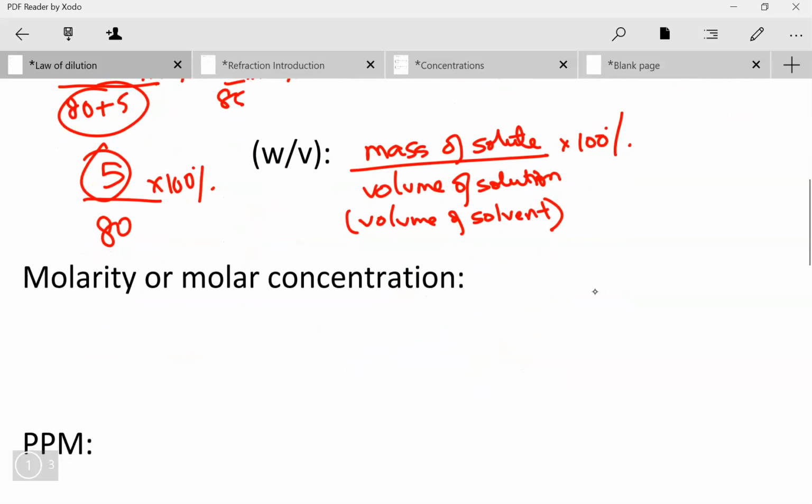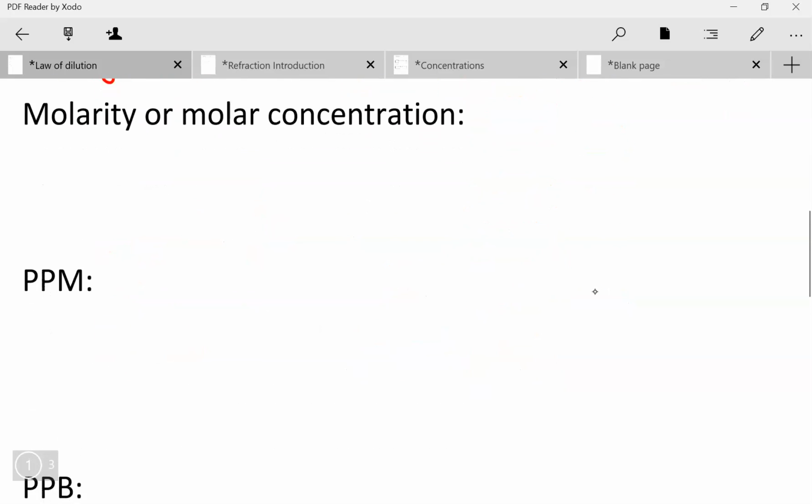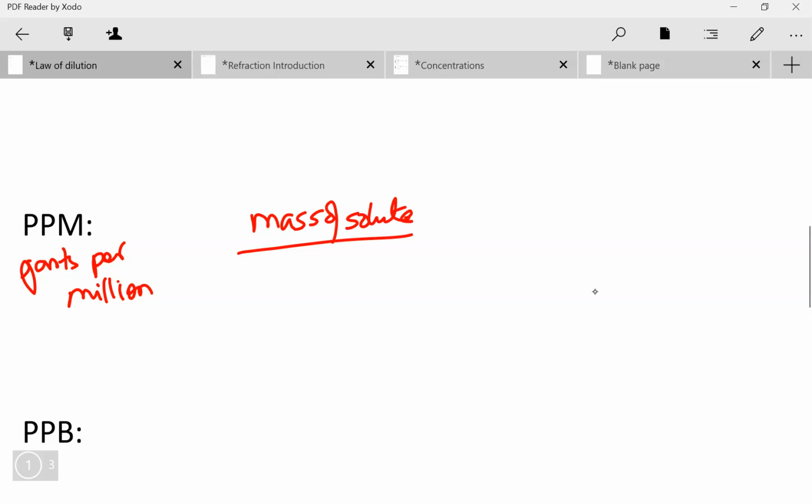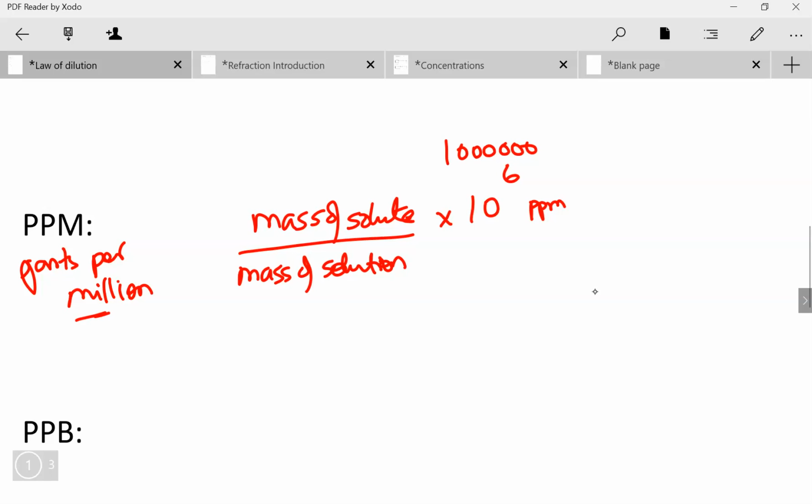It is possible, however. We will just quickly skip molarity for now, go to ppm and ppb, because they're very similar formulas to what we just saw. Parts per million, and this is mass of solute divided by mass of solution. Instead of times 100%, we're going to times that by 10 to the power of 6 for ppm, and 10 to the power of 6 is 1 followed by 6 zeros, right? And that's what a million is, and that's why we get the name parts per million.